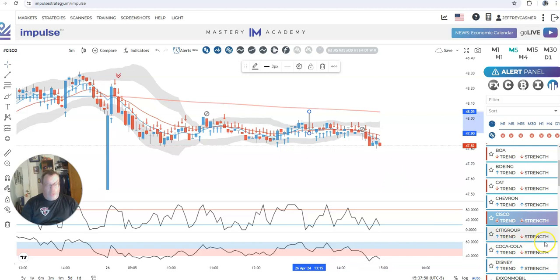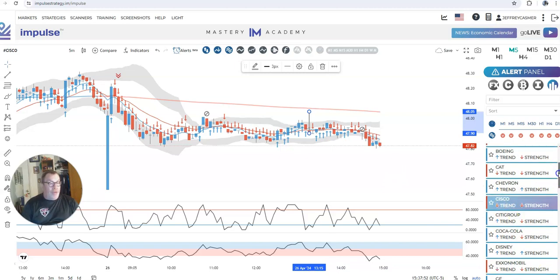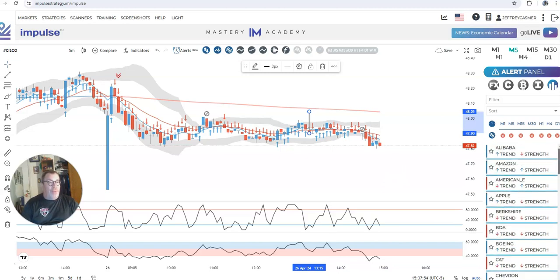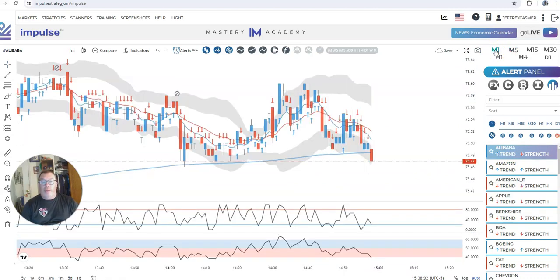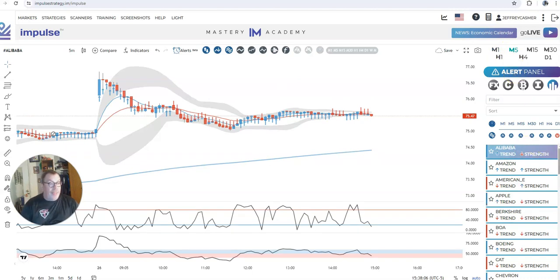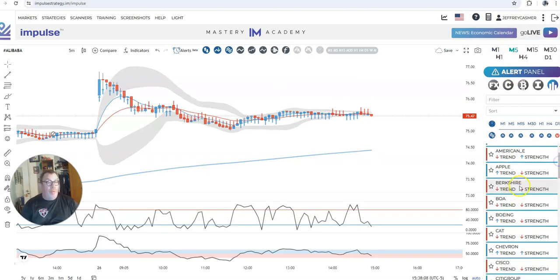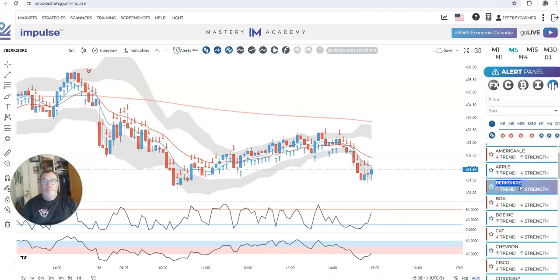There's one more I want to look at. I wrote down a note, but I don't know if I can read my writing. I think it was Alabama. Or I didn't know how to read my writing, that's very possible. Let me see the other. I wanted to show you one more. Maybe it's Berkshire. Okay, so it's Berkshire.